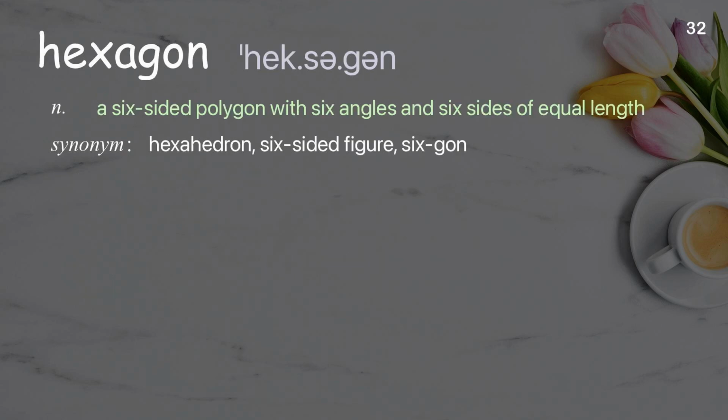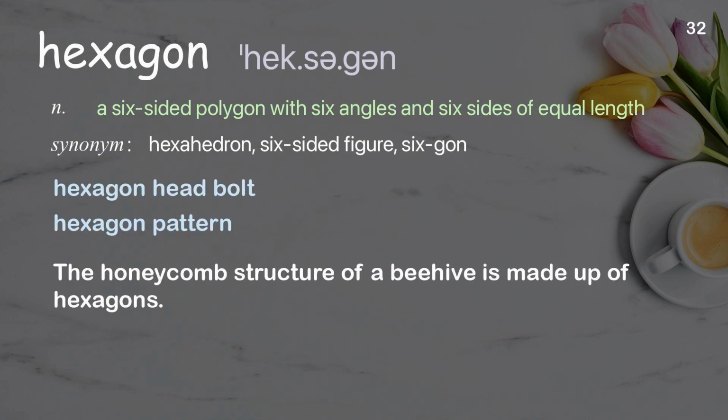Hexagon. A six-sided polygon with 6 angles and 6 sides of equal length. Examples: hexagon head bolt. Hexagon pattern. The honeycomb structure of a beehive is made up of hexagons.